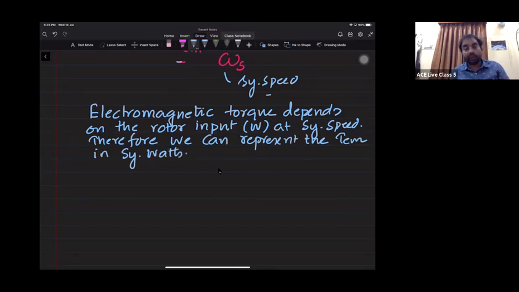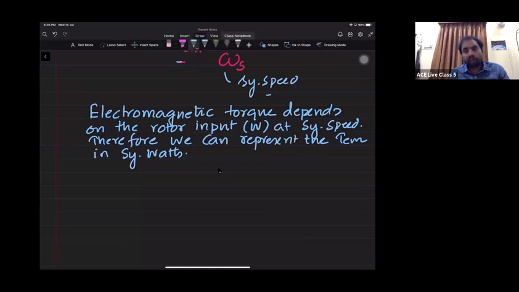Synchronous watts. Now, the first point to be noted here is that synchronous watts are the units of power, or the units of torque. Sir, we have learned that the unit of torque is Newton meter, and you are trying to say that torque can be represented in synchronous watts. So Newton meter and synchronous watts are both units for torque. Numerically, these values are the same.